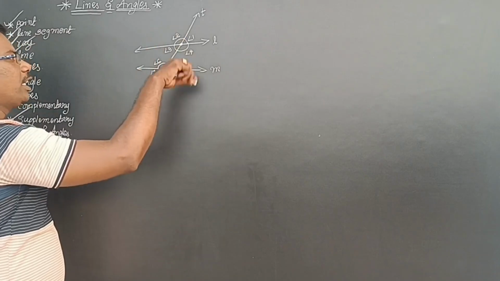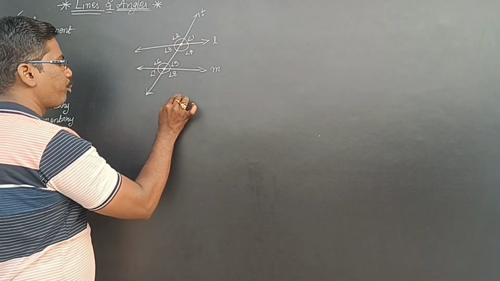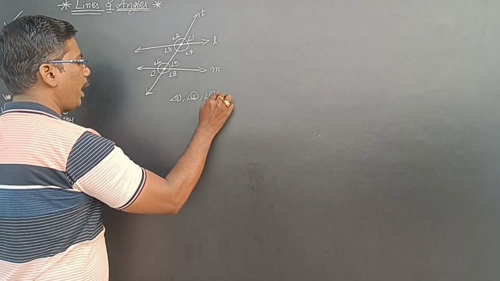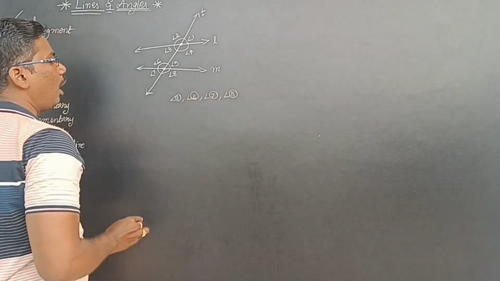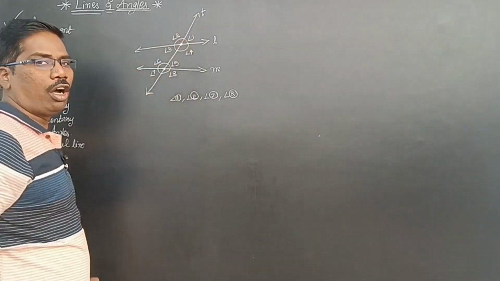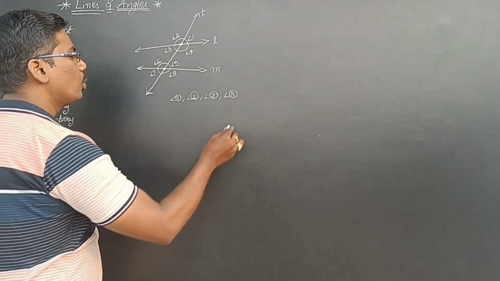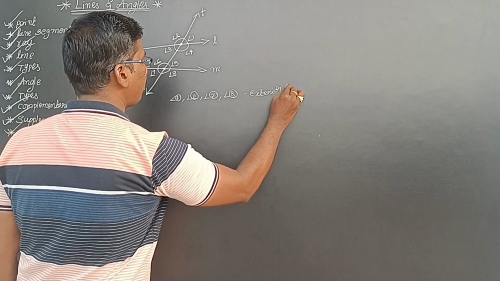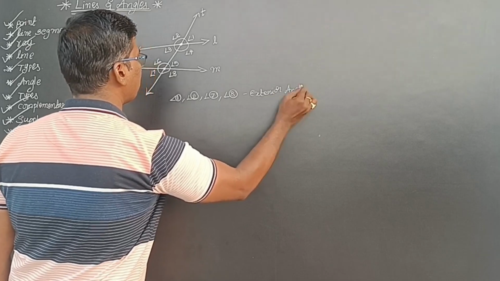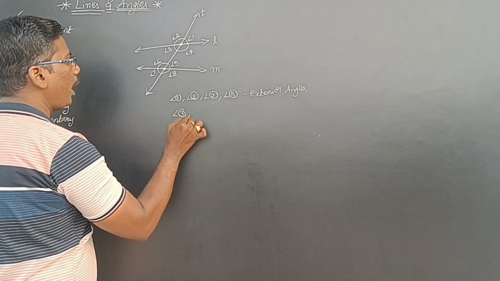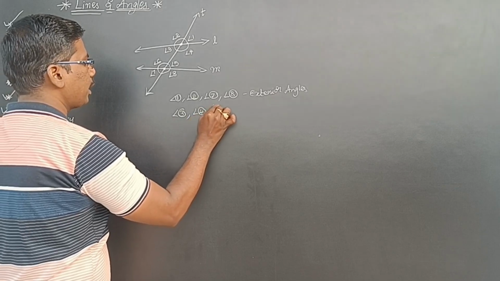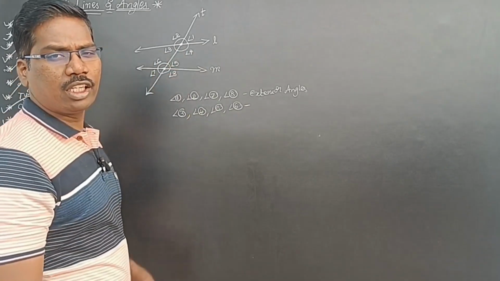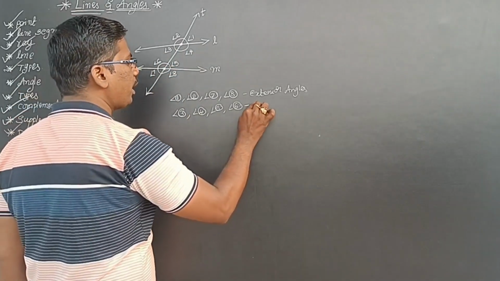Now, in these 8 angles, if you observe clearly, angle 1, angle 2, angle 7, angle 8 are outside of the given two lines. So we can say that those are exterior angles, because those are outside of the given two lines. Angle 3, angle 4, angle 5, angle 6 are inside of the two lines, so we can say that those are interior angles.